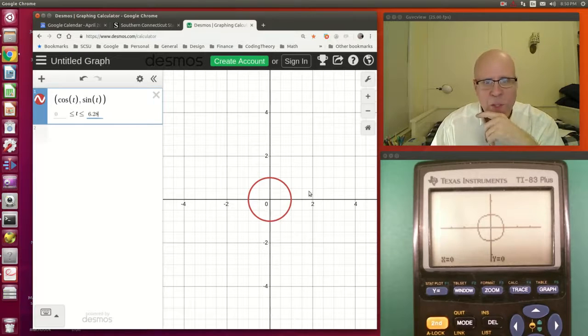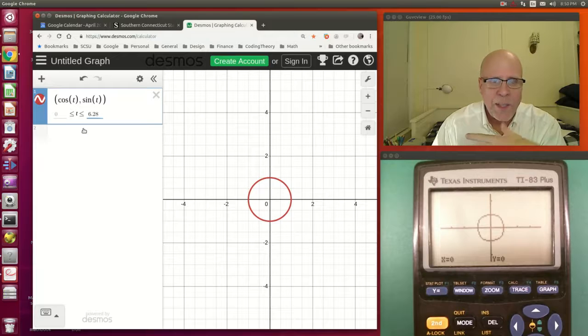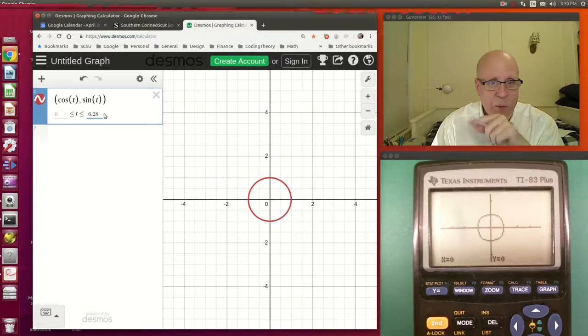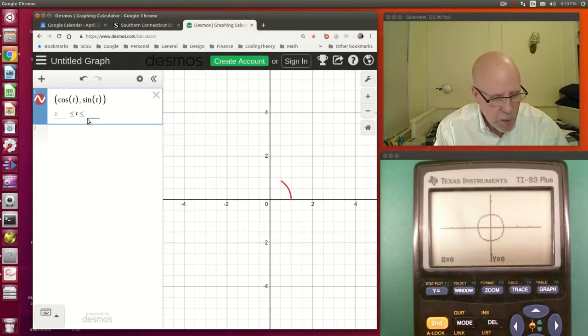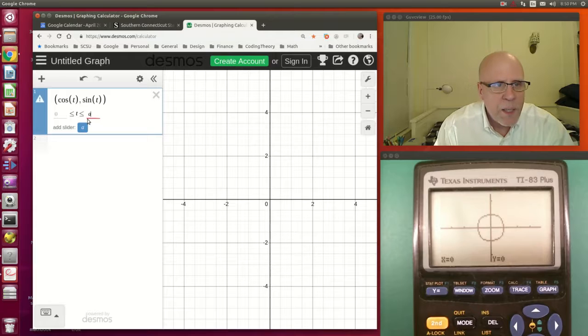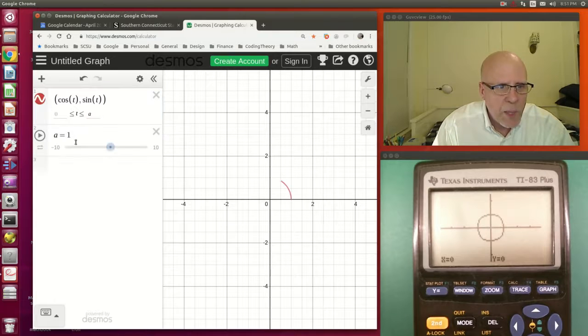Now, the problem is that you see the circle sort of already finished, and I really do like to see the circle changing with time. I watch it being drawn in, which is sort of fun. You get to see how the parameters changing affects the amount of the curve you've drawn so far. So I'm going to make the upper limit of this a, and we will add a slider for a.